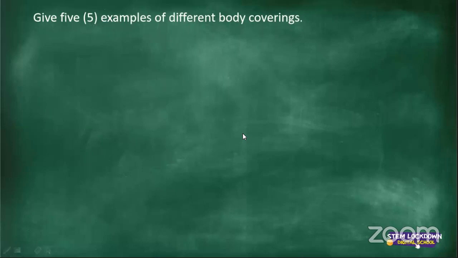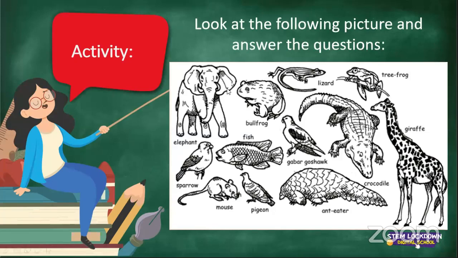Okay, now I want you to look at that picture. I'll go back to it now, and then give me 5 different examples of body coverings. So look at the picture. Choose 5 animals and tell me what their body coverings are. What does a fish have? What does a hawk have? What does a crocodile have maybe? Or a frog? Or an elephant.